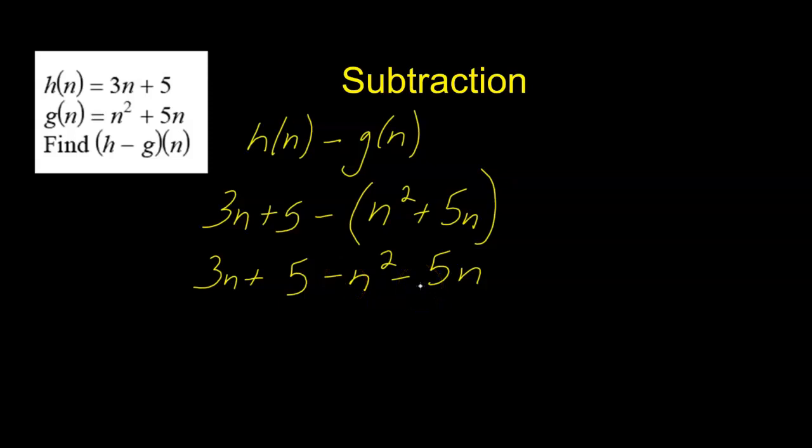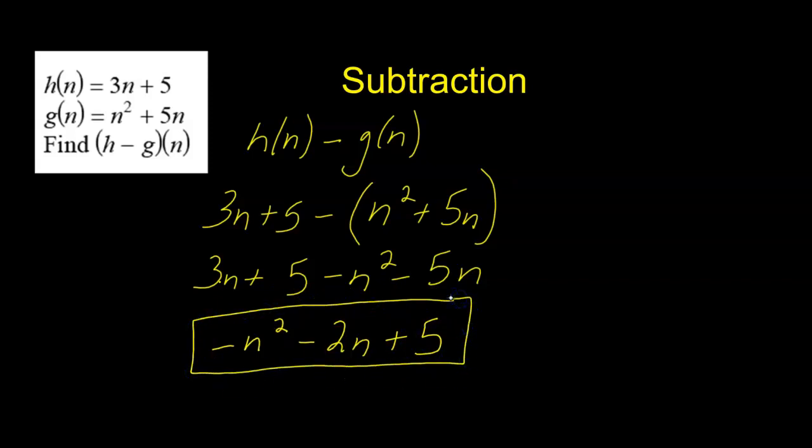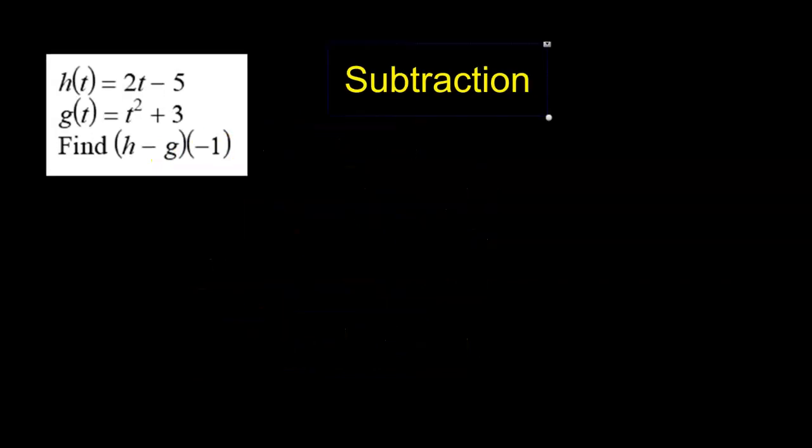Now combine our like terms and put it in standard form at the same time. So we have a negative n squared out front. 3n minus 5n is going to give me negative 2n. And then we have our plus 5. So we didn't have anything to plug in, so our answer is just another function, another equation.